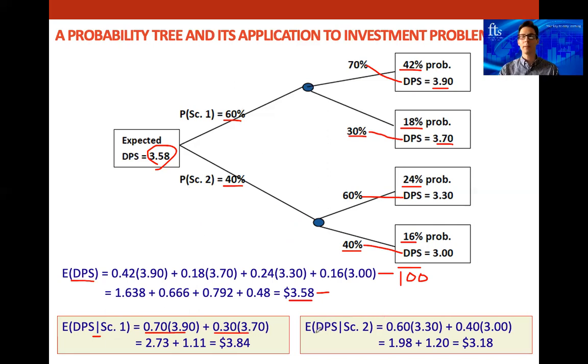So let's try the next one. What's the expected dividend per share given scenario 2? So now all we need to focus on is the bottom half of the tree, scenario 2. So if we're given scenario 2, then there's going to be a 60% chance of getting $3.30 there. And there's going to be a 40% chance of getting $3 over there. So that's going to be $3.18. Good. So that takes care of that.